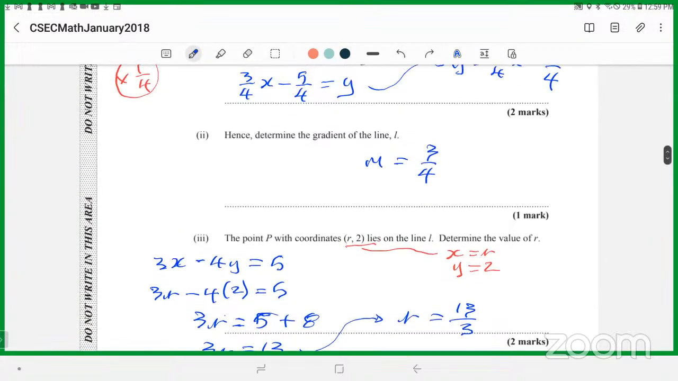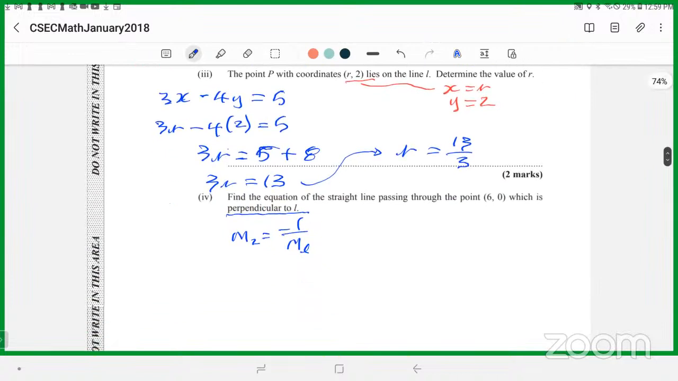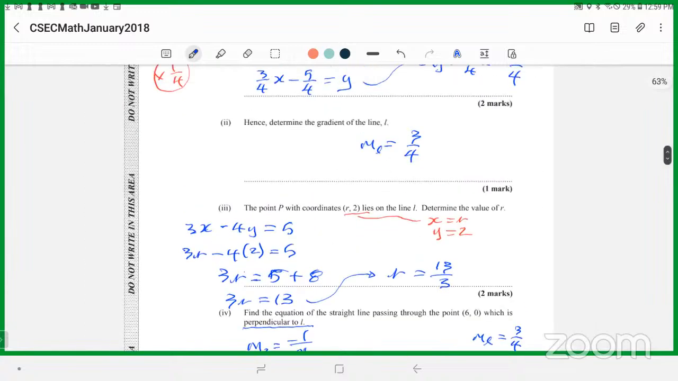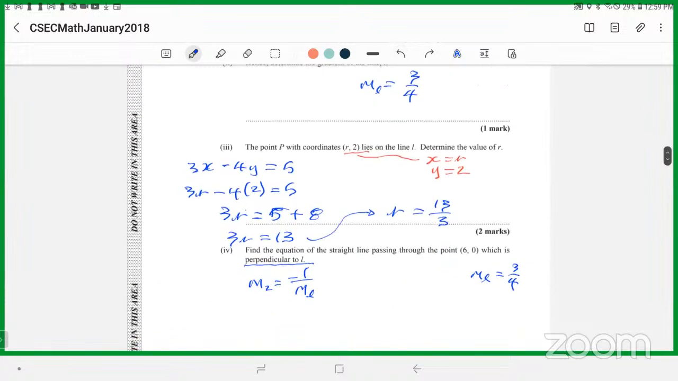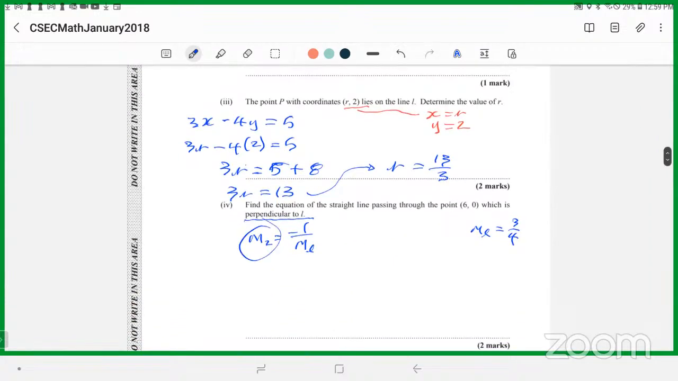This is the gradient of L. So flipping the gradient and changing the sign. See here, the gradient of L is 3 over 4, from this. So flipping that and changing the sign gives the perpendicular gradient that we want. When you flip this and change the sign, it becomes minus 4 over 3. So we're using this gradient and this point now to get the equation.